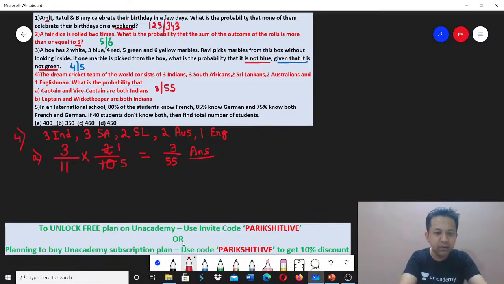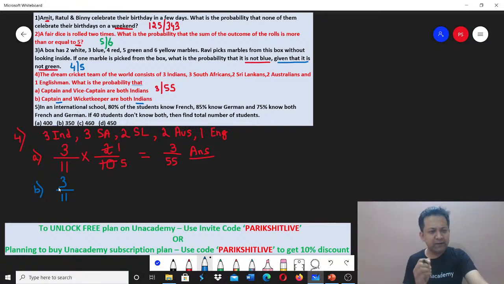Got it? Yes, I hope it helps you to crystallize the concept. These are all previous year SNAP questions. B. Captain and wicket keeper are both Indians. See, again the same logic, but with a small difference. Very important to understand the difference. There are a total of 11 players. You need to select a captain who is an Indian. So how many Indians are there? 3 Indians. So out of 11, you have got 3 options to select the captain. And now the wicket keeper.